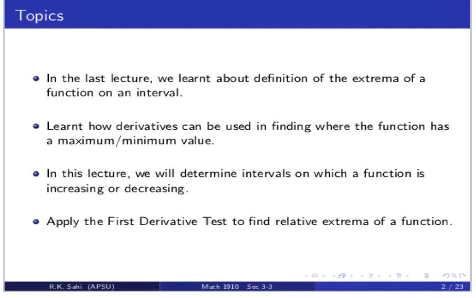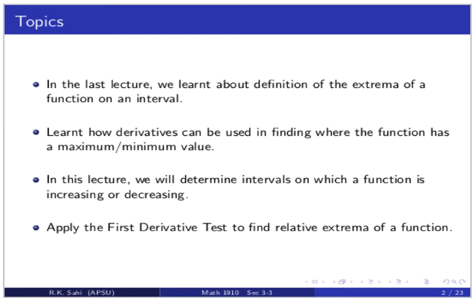Now, remember from the last lecture, we talked about the definition of an extrema of a function, basically where the function is going to be having a maxima and minima. And then we learned how derivatives can be helpful in finding where the function has a maxima and minima. So in this lecture, we're going to look at where the functions are increasing and decreasing, and then apply the first derivative test to find the relative extrema of a function.